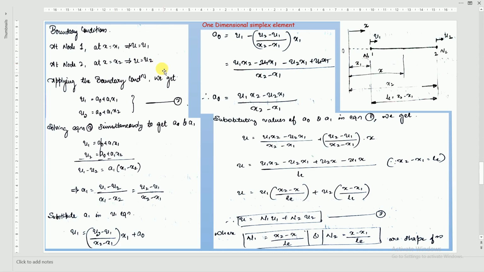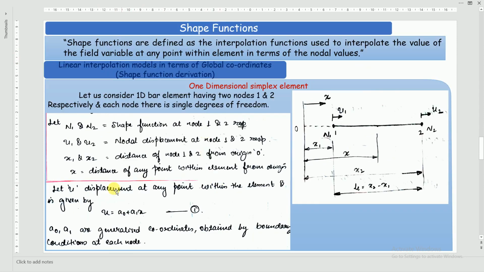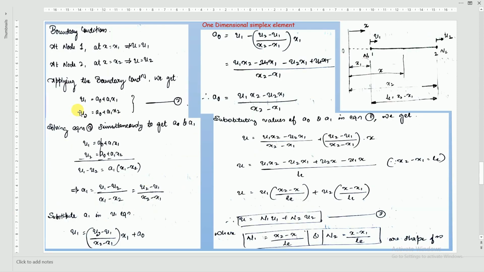You have to substitute these two boundary conditions in this equation 1, that is u equal to a0 plus a1x. So when you substitute that boundary condition, at x equal to x1, u equal to u1, what is the equation which you get? u1 equal to a0 plus a1x1. At node 2, x equal to x2, u equal to u2. So what is the equation which you get? u2 equal to a0 plus a1x2. See here. Are you getting those equations? Got it till here?